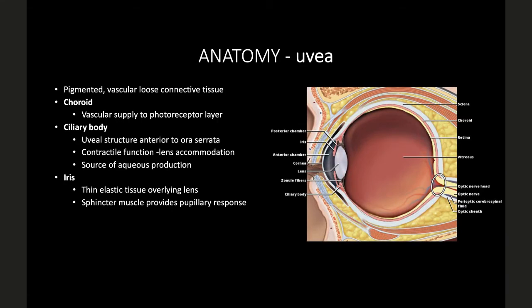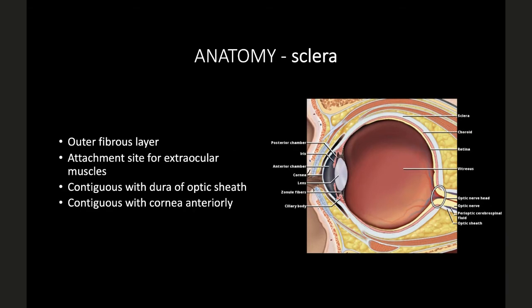When it comes to the uvea, it has three parts, which would be the choroid, the ciliary body, and the iris. We briefly talked about their functions. And the outermost layer would be the sclera. And the sclera is where the various extraocular muscles are attached. It is contiguous, when you notice here, with the optic sheath posteriorly, and anteriorly, it is continuous with the cornea. It is a white layer right here.